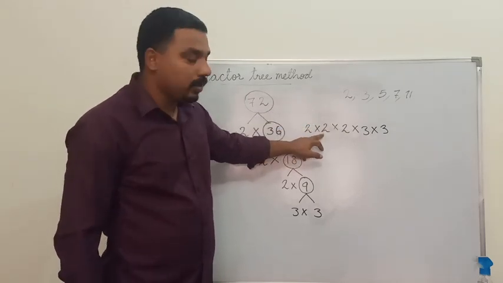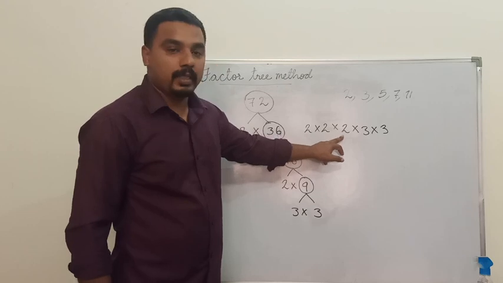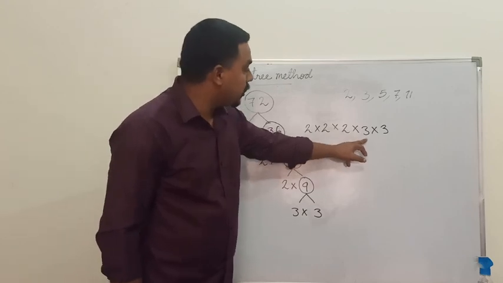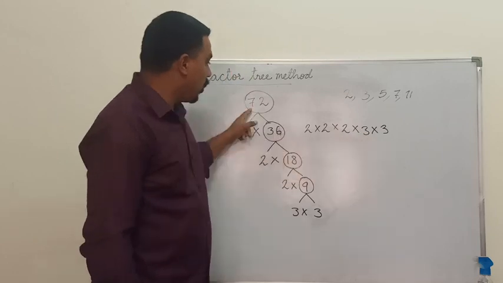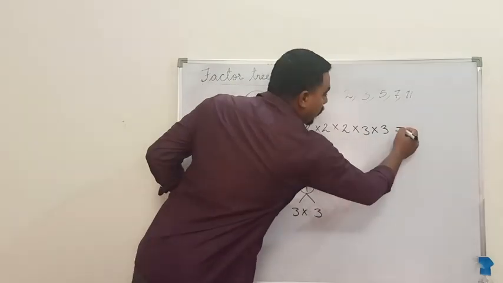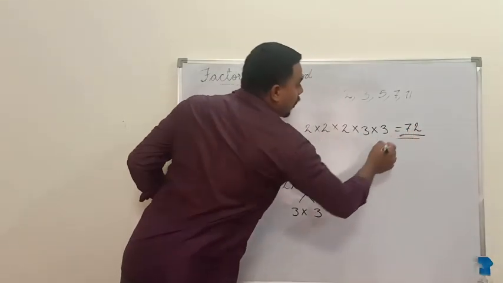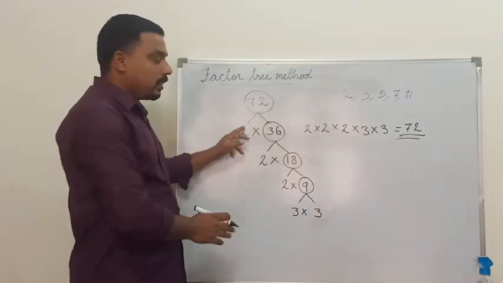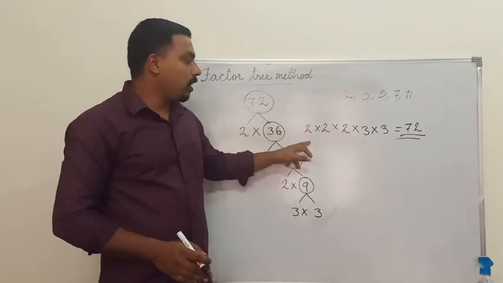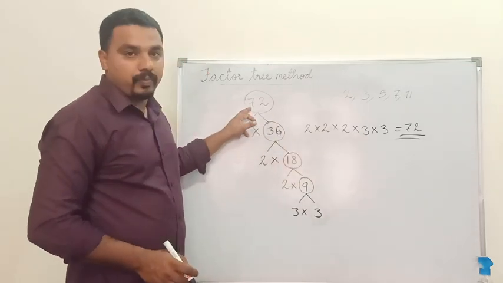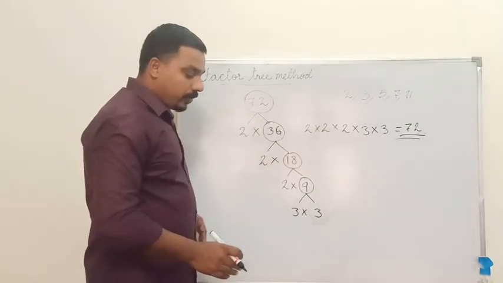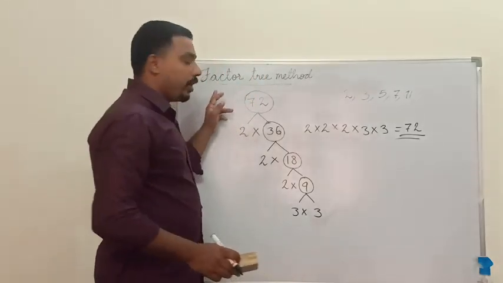So 2 into 2 is equal to 4. 4 2's are 8. 8 into 3 is equal to 24. 24 into 3 is equal to 72. Is equal to how much? 72. So now we have factorized this 72. These are the prime factors of 72. Understand?